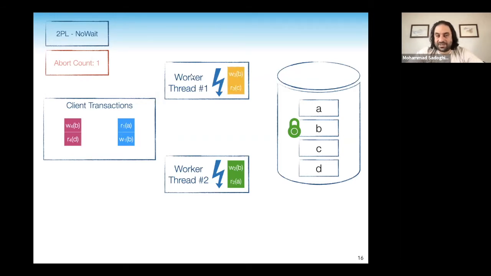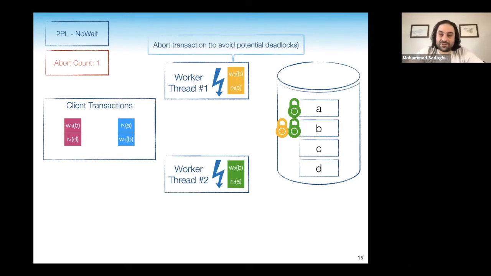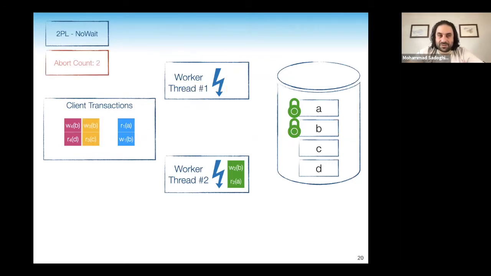Now a second transaction is grabbed, the yellow transaction, the third transaction to worker one. So now what happens? Worker thread two initiates a read request to A, and that's granted. At the same time, the yellow transaction wants to write to B, but again, B is still locked. So of course, conflict, and again that transaction gets aborted. And it's very easy to see, I mean, already we have two aborts in a very simple scenario, and how these aborts could easily propagate.